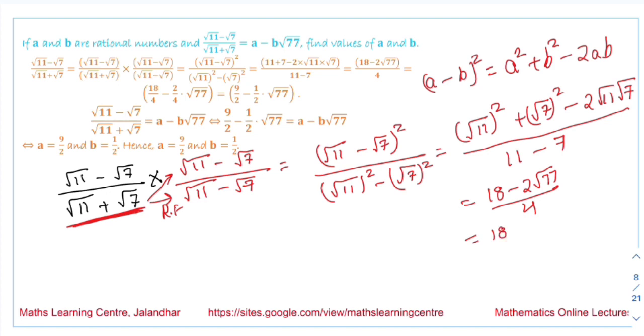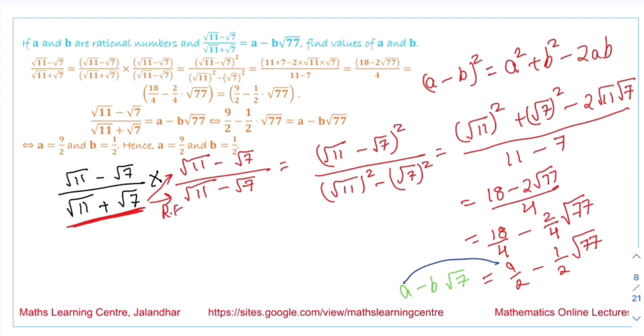So that is equal to 18 by 4 minus 2 by 4 into root 77. When you simplify these terms, it is 9 by 2 minus 1 by 2 root 77. And when we compare this value with the term a minus b root 77, what we get is the value of a is 9 by 2, and the value of b is 1 by 2, and these values are mentioned over here.